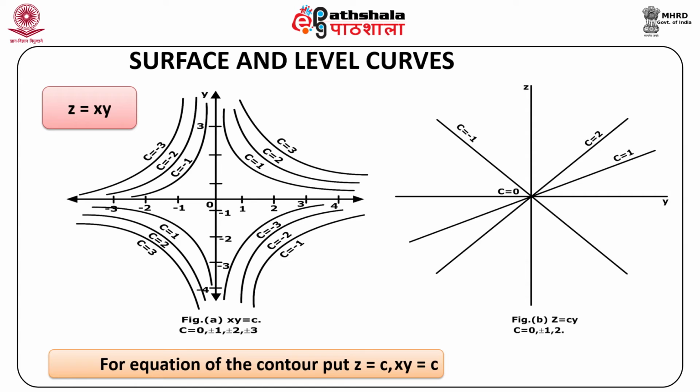Then z is equal to cy. This gives a straight line passing through the origin in the OYZ plane, with c being the slope of the line. Thus, c greater than 0 gives upward sloping lines, c less than 0 gives downward sloping lines, and c equal to 0 gives a horizontal line through the origin, that is the y-axis. Figure B shows the traces for c equal to 0, plus minus 1 and 2.